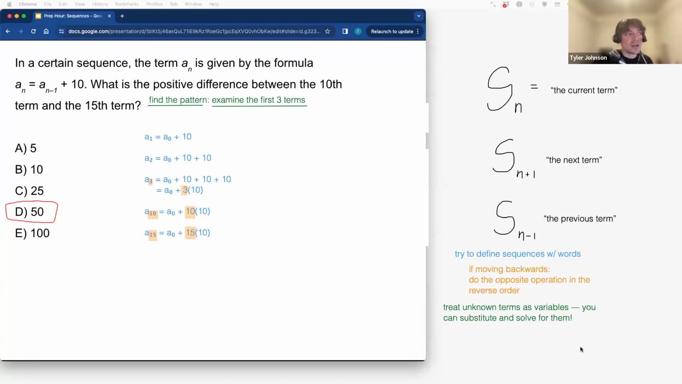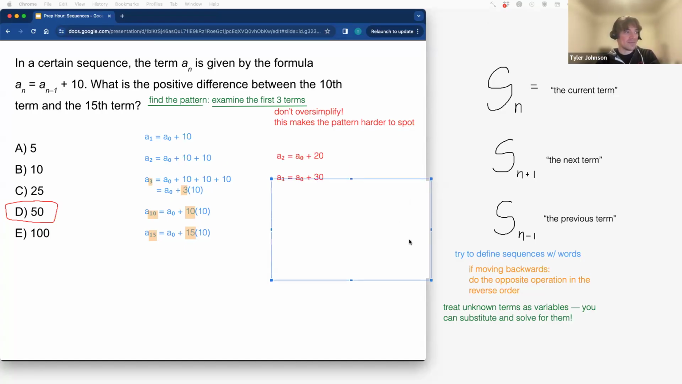And one thing I'd recommend being careful of when it comes to sequences is I encourage you not to oversimplify. If you reduce the math too much, it's going to be harder to identify what the pattern is. And what I mean by oversimplifying, that would be something like for a sub 2, combining the 10s into 20s. And for a sub 3, combining the 10s into 30s.